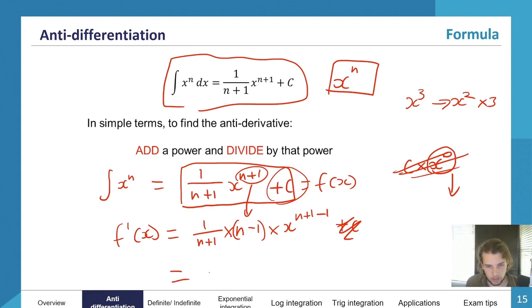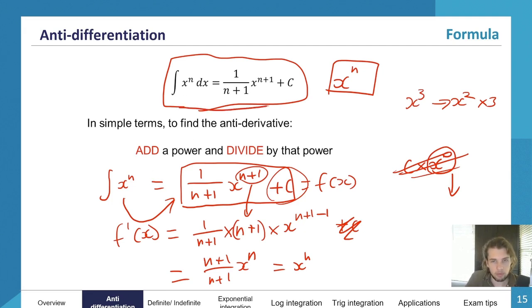So then we can expand this. We have, this should be n plus 1, we have n plus 1 over n plus 1 times x^n equals x^n. So that's just a little proof that this rule leads to this, and if we derive this, it leads back to our initial value that we integrated, just to prove that the anti-differentiation of x^n is equal to 1 over n plus 1 multiplied by x to the power of n plus 1 plus c.